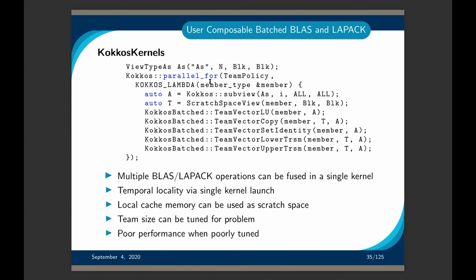However, when we create this team policy, we need to define the number of leagues, the number of teams, and the number of vectors. So this team size is supposed to be tuned. And there are several algorithms inside. Some kernels work very well, but some kernels may not have such parallelism that can utilize the entire team of threads. So if this team policy is poorly tuned, then performance can be poor. I'm going to demonstrate this next using the example.